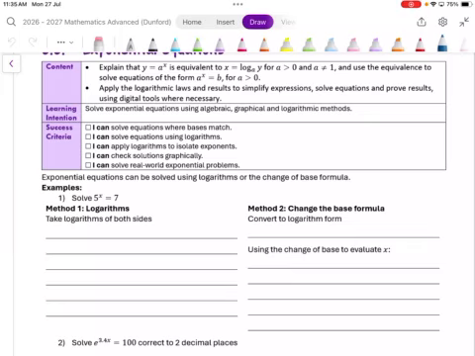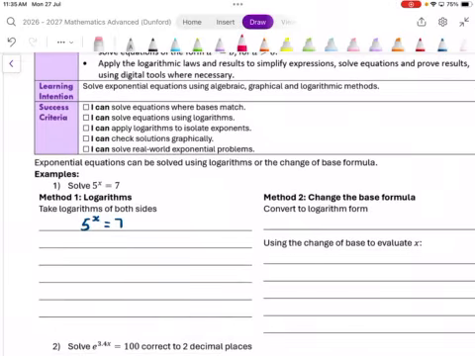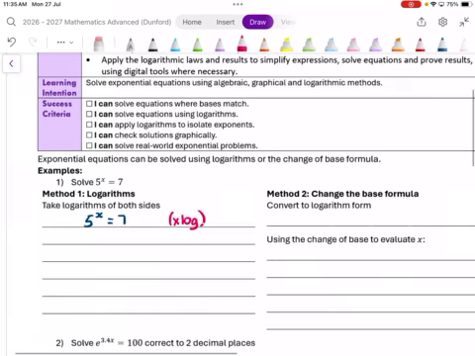Our first example here is solving 5 to the power of x equals 7. Our first step is to take the logarithms of both sides. So we have 5 to the power of x equals 7, and we are going to take log or ln of both sides, it doesn't matter. When we do this, we get log of 5 to the power of x equals log of 7.